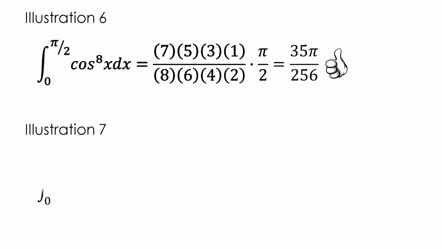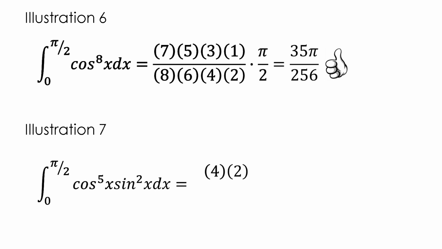If we take the integral from 0 to pi over 2 of cosine raised to 5x times sine squared x dx, if we apply the Wallis formula, the first term on the numerator is 4. 4 is taken from the exponent cosine, which is 5. So 5 minus 1 is 4. And it follows 4 will be multiplied by 2. For the exponent of sine, which is 2, if we subtract 1, it becomes 1.